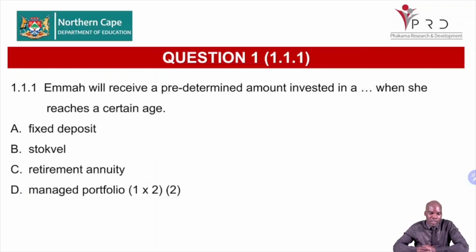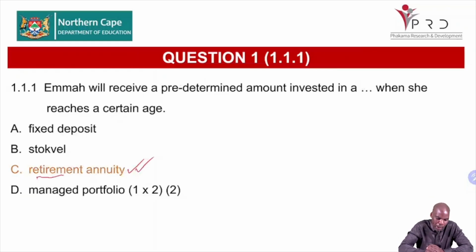Okay, grade 12s, let's look at how you did in question 1.1.1. Yes, if you settled for option C, retirement annuity, you did very well. So you have 2 marks there. Retirement annuity. What is a retirement annuity? A retirement annuity is a financial product. This financial product provides a steady income stream to individuals in their retirement.